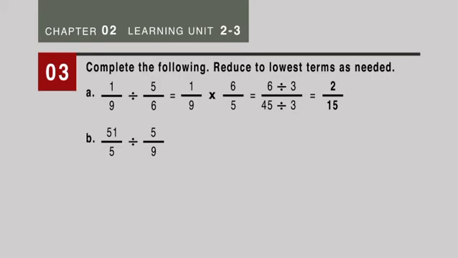For B, we have 51/5 divided by 5/9. So we're going to copy dot flip. We'll copy the 51 over 5, change the division to multiplication, and flip the last fraction. So instead of 5/9, we have 9/5. We take 51 times 9, which is 459. 5 times 5, which is 25. Then we're going to take 25 into 459, which leaves us with 18 and 9/25.